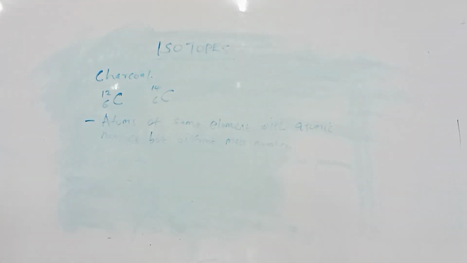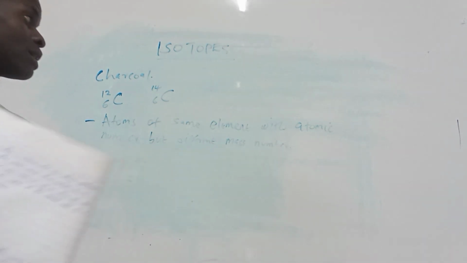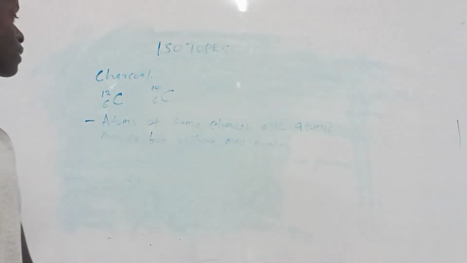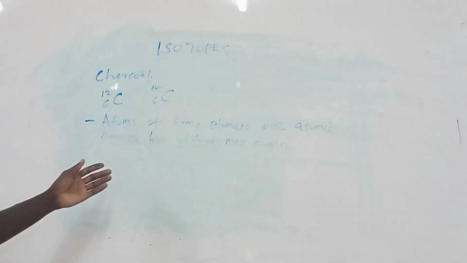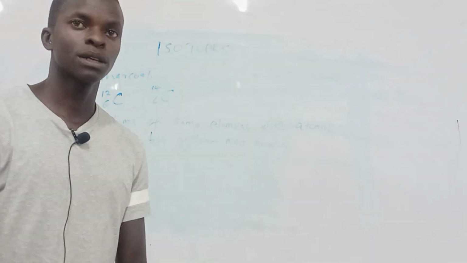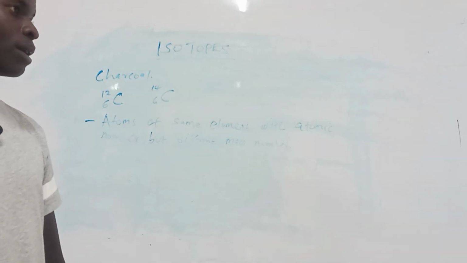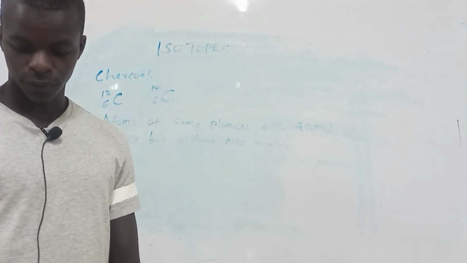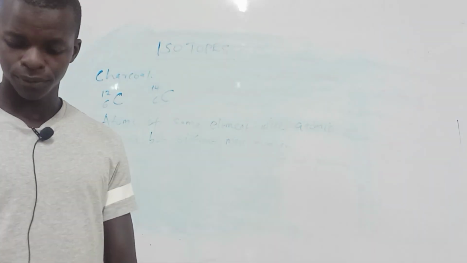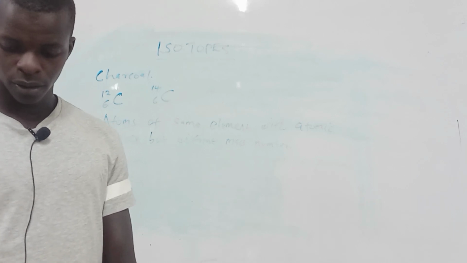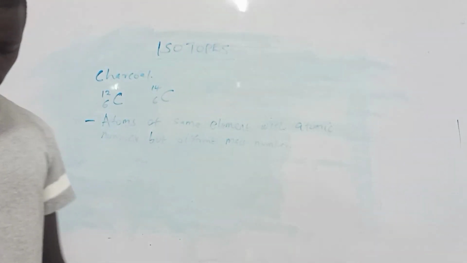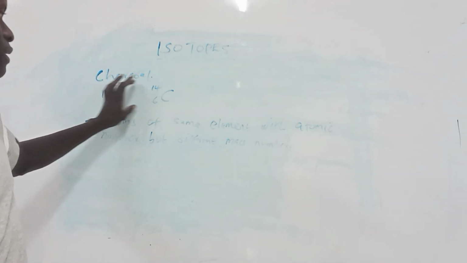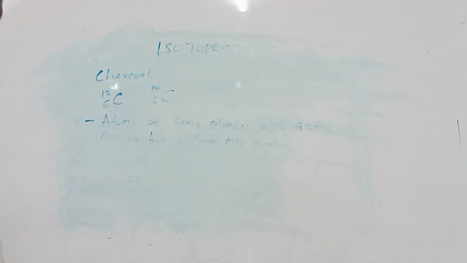Different elements have isotopes. So isotopes are atoms of the same element with the same atomic number but different mass number, or the same number of protons but different number of neutrons. The isotopes have only a different mass number, not a different number of electrons.